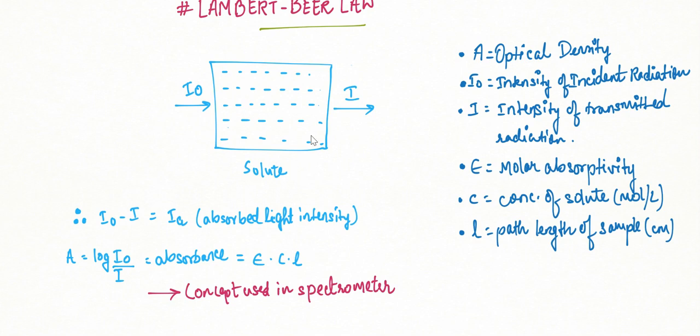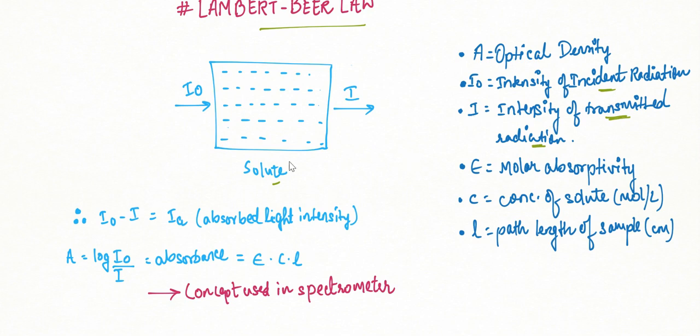All right, so we have taken the sample in a particular cell and we are passing some light with the intensity I0 into the solution like this, and some of the light will be absorbed by the solute and some of it will be transmitted. What is transmission? Transmission is the light which is not absorbed. So I is the intensity of the transmitted radiation, and I0 is the intensity of the incident radiation.